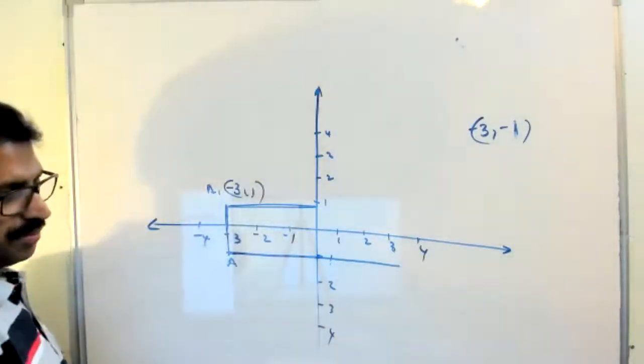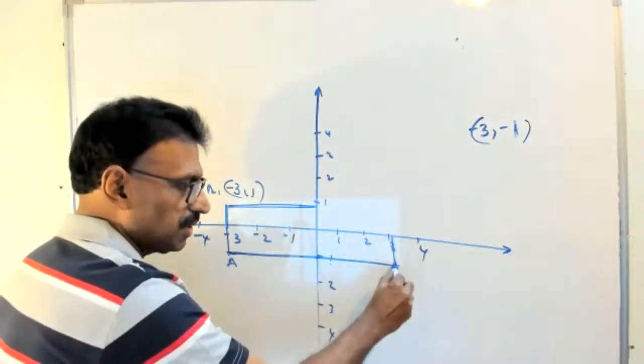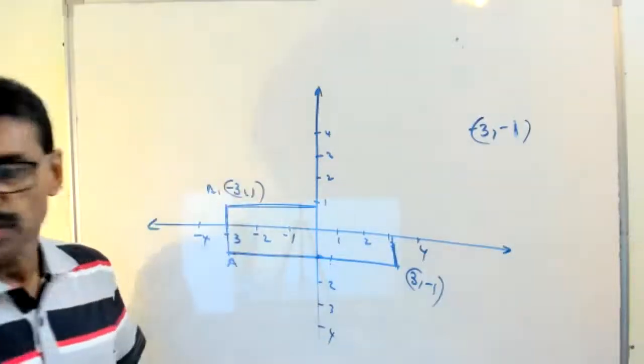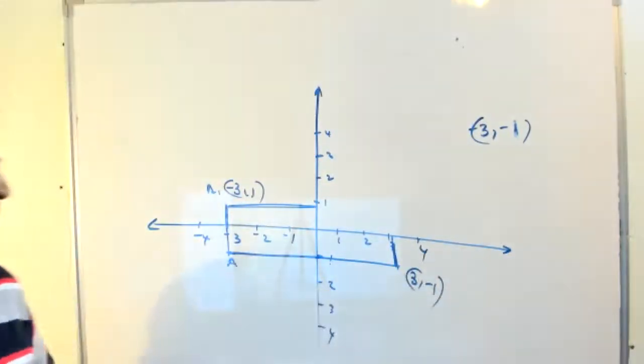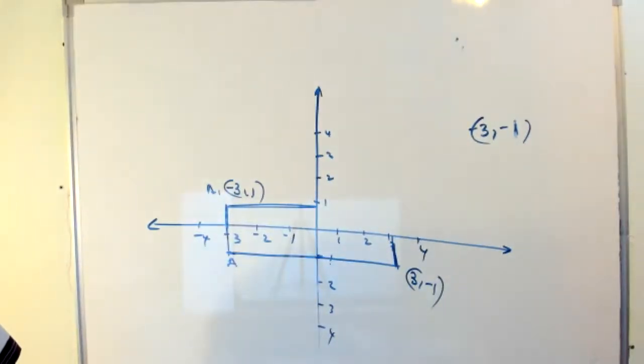Because the mirror is here. So that joins. What about this point now? 3, minus 1. That means with respect to y-axis, 3, minus 1. With respect to x-axis, minus 3, 1. Clear now? Anyone had doubt? No, sir.